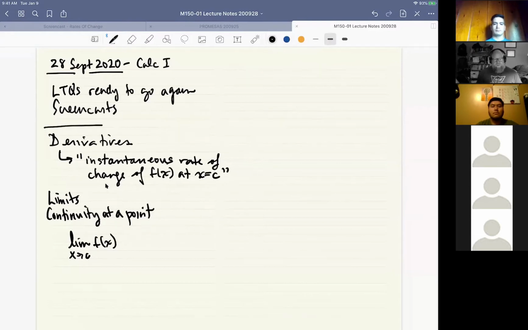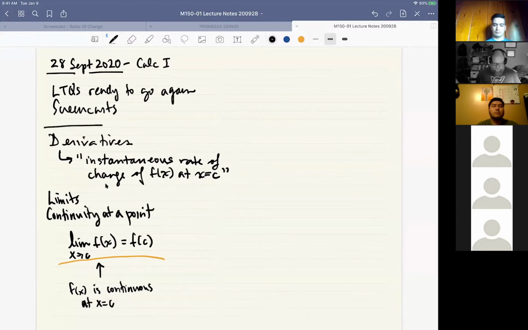I want to remind you what limits tell us about a function. If you have some function, and you know the limit of the values of that function as x approaches c, if the limit equals the value of the function at that point, what you know is that f of x is continuous at x equals c. So that's a very important statement about a function. It means the function is continuous at a point.